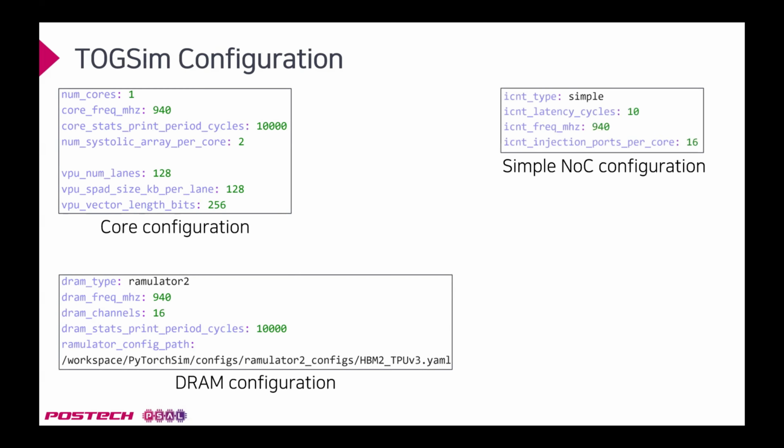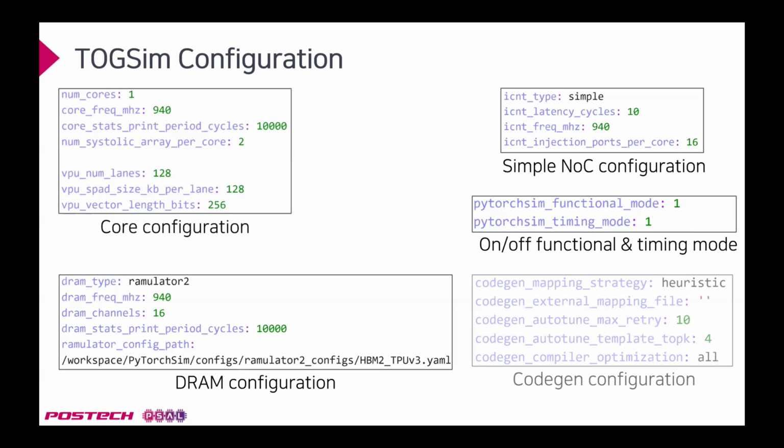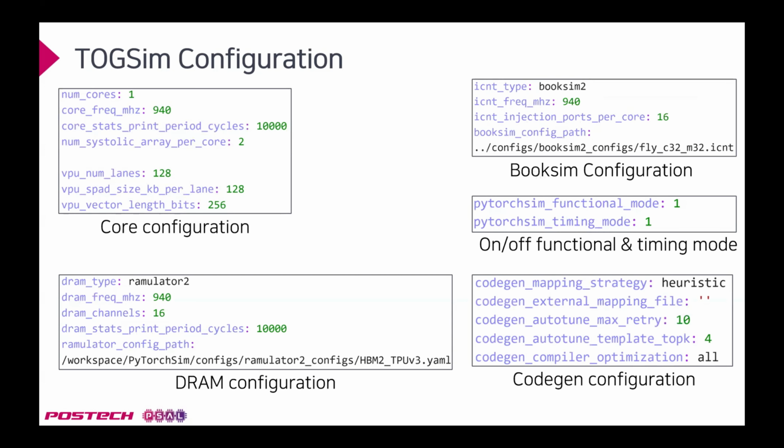The simple NOC configuration sets the interconnection type and latency. The PyTorchSim functional mode and PyTorchSim timing mode flags control the execution mode as we discussed. The codegen configuration controls mapping strategies and compiler optimizations. And if you want to use BookSim instead of the simple NOC model, you can specify a BookSim configuration file.